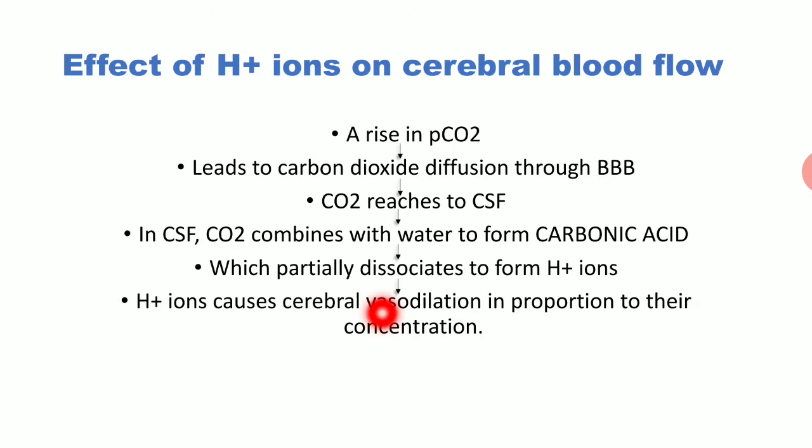Now, effect of H+ ions, hydrogen ions, on cerebral blood flow. When there is a rise in partial pressure of carbon dioxide, it leads to carbon dioxide diffusion through the blood-brain barrier. So carbon dioxide reaches the CSF, cerebrospinal fluid. In CSF, CO2 combines with water to form carbonic acid, H2CO3, which partially dissociates to form H+ ion. And H+ ion causes cerebral vasodilatation in proportion to its concentration. So it increases the blood flow.